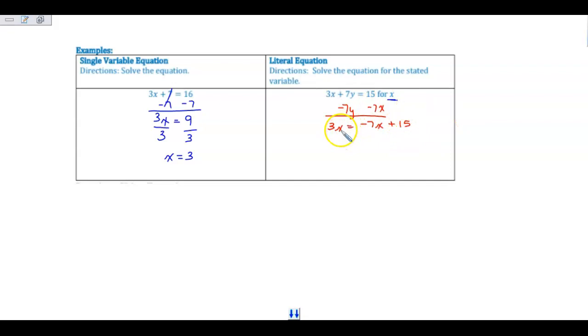Now we see that the x is on the left, but it isn't alone, so I need to divide by 3 to get that x by itself. And so if I'm dividing this by 3, then I'm dividing all of this by 3 as well. And so x is going to be equal to negative 7y plus 15, divided by 3. This is the answer. This is simplified as much as I can get it.